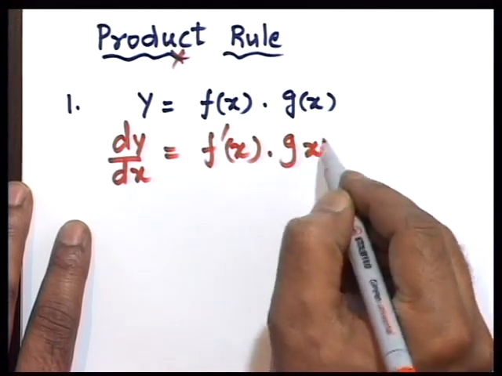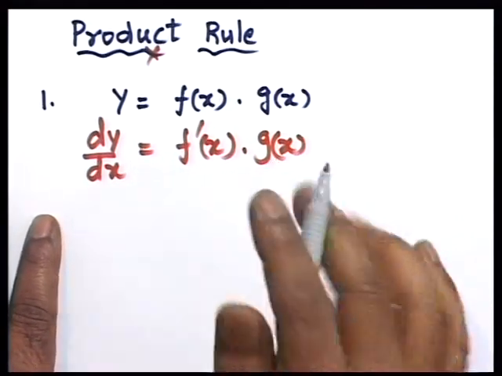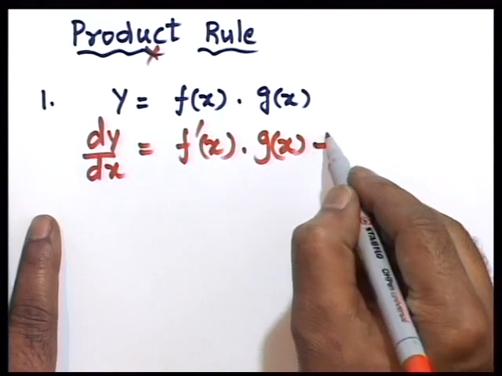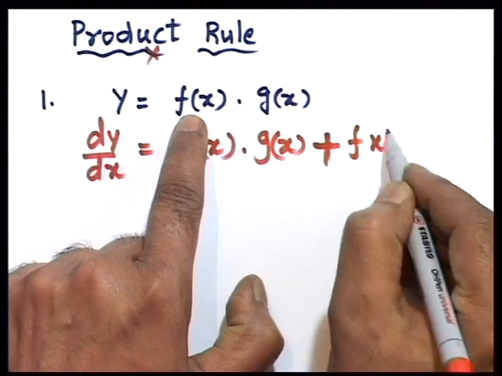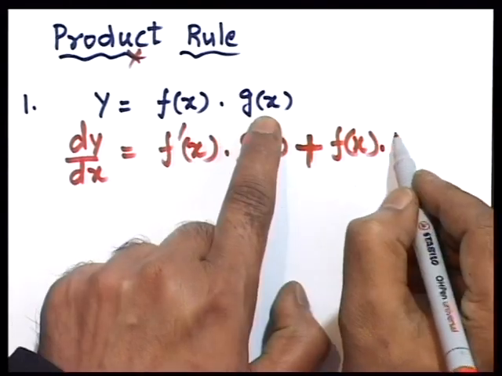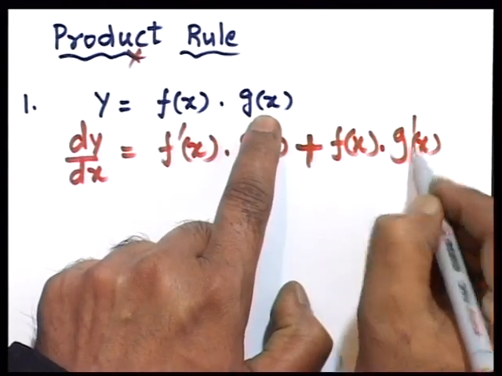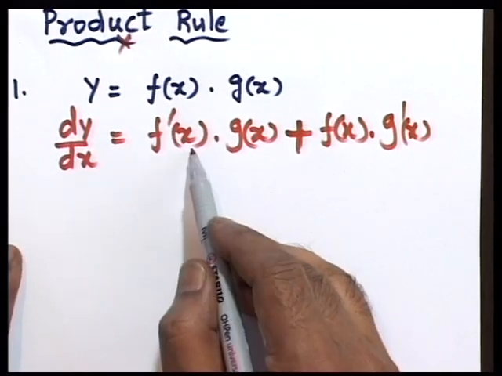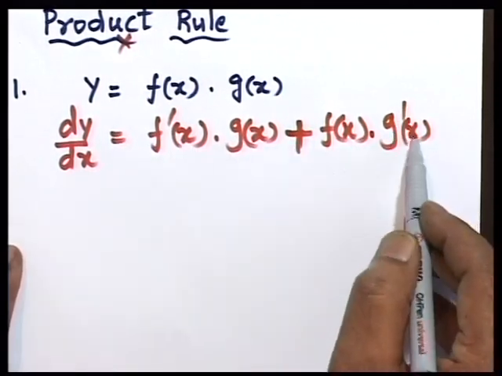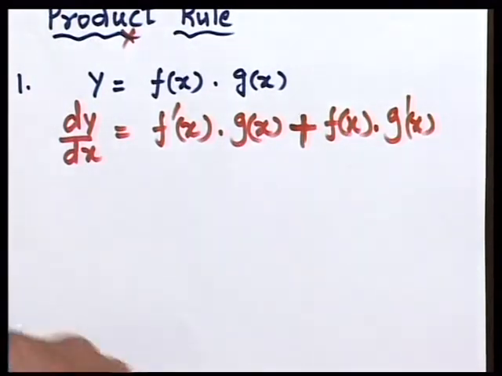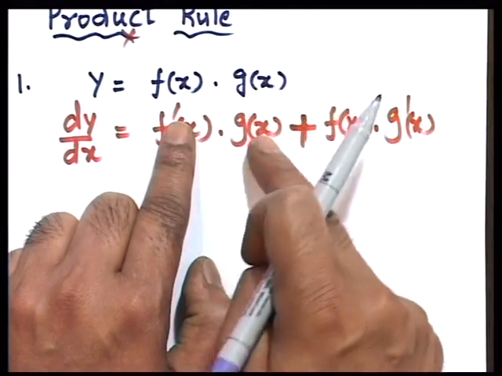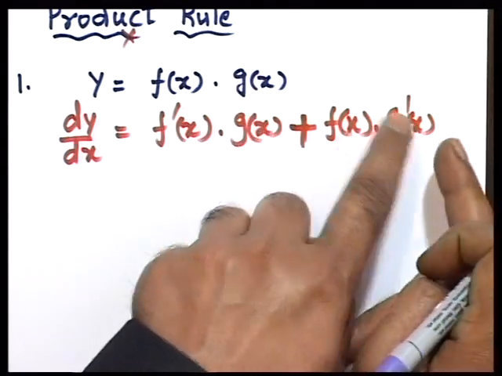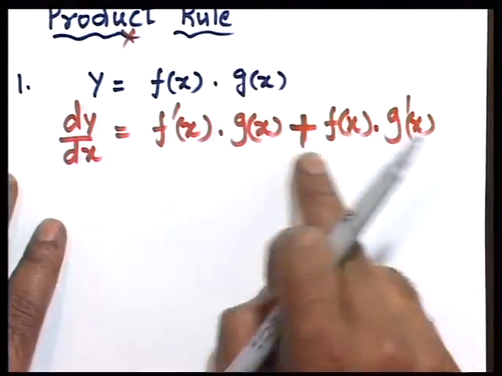multiply by the second. This you don't have to prove. If you know how to use it, that's enough. Plus, always plus, copy the first one the same and multiply by the differentiation of the second one. So what's that? f dash x times g x plus g dash x times f x. Differentiate the first one, multiply by the second. Differentiate the second one, multiply by the first, and then add them.